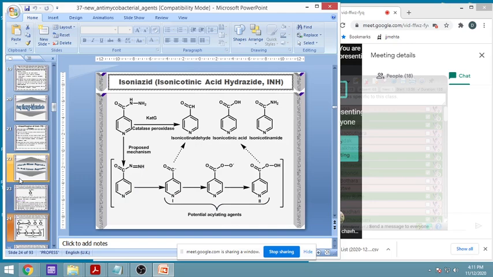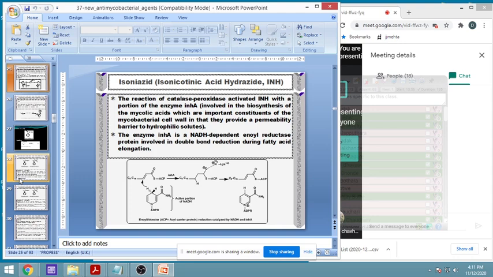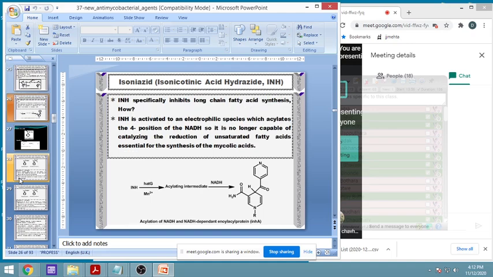So this is the chemical structure and how it is converted. The reaction of catalase peroxidase activates INH with a portion of the enzyme InhA, which is involved in the biosynthesis of mycolic acid, an incorporated constituent of the mycobacterial cell wall. So it will thus reduce mycolic acid synthesis. This enzyme is an NADH dependent enoyl reductase enzyme, and it is involved in the double bond reduction during fatty acid elongation. So this fatty acid elongation will not be possible, and thus mycolic acid will not be properly formed, which will result in changes in the cell membrane activities.